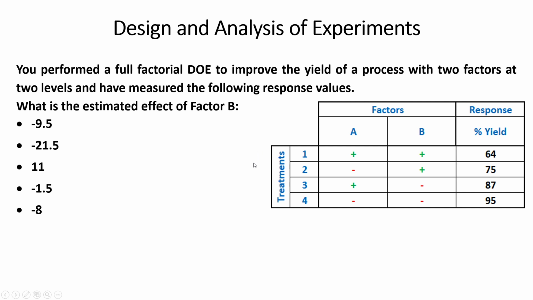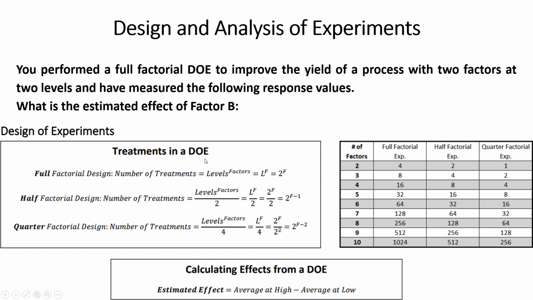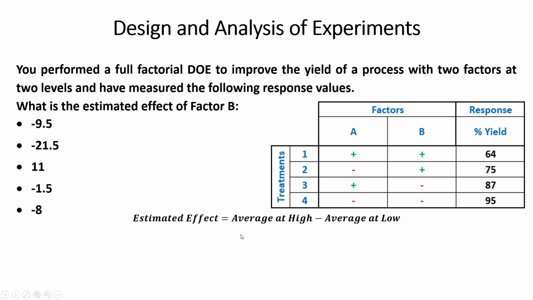Now, how do we estimate the effect associated with factor B? Again, we can go to our exam day guide. We can find the DOE portion of that exam day guide, and we can find this equation down here. So this is how we estimate the effect of any particular factor in an experiment. So let's see what this looks like in real life. So here's that equation. We want the average at the highs minus the average at the lows.